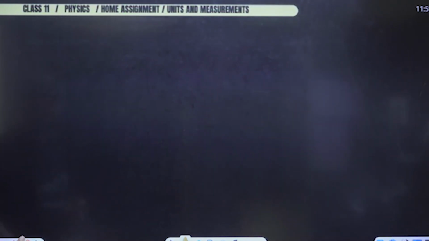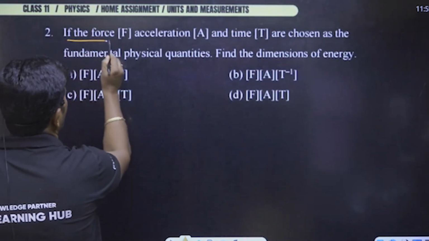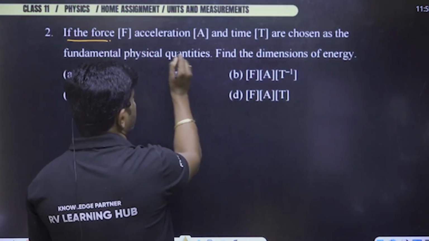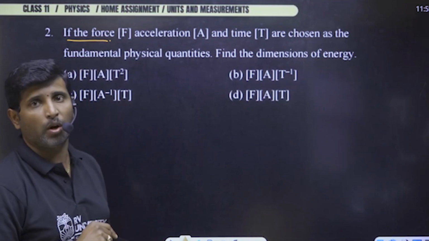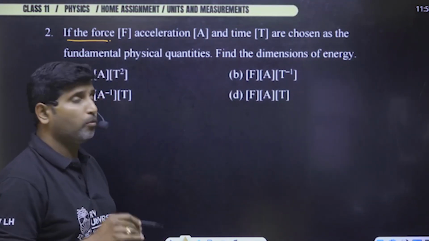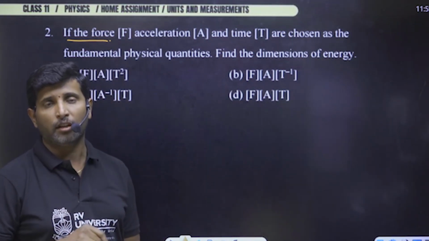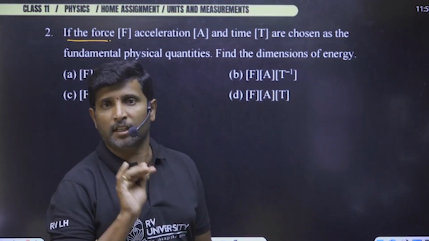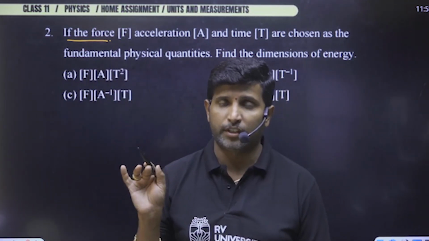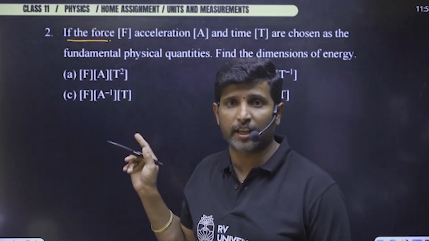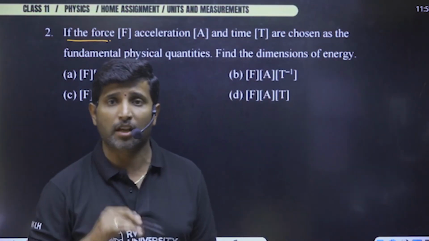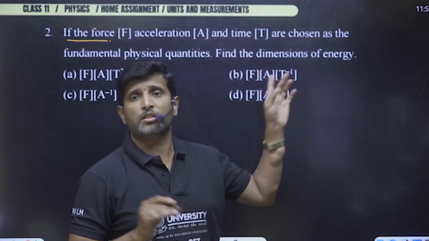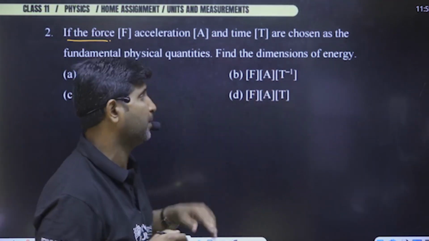What they are saying to us here: if the force F, acceleration A and time T are chosen as the fundamental physical quantities, find the dimensions of energy. See, generally mass, length and time are chosen as the fundamental quantities, but in this case force, acceleration and time are chosen as the fundamental quantities. In that case, what is the dimension of energy? Okay, how can you write the dimensions of energy?